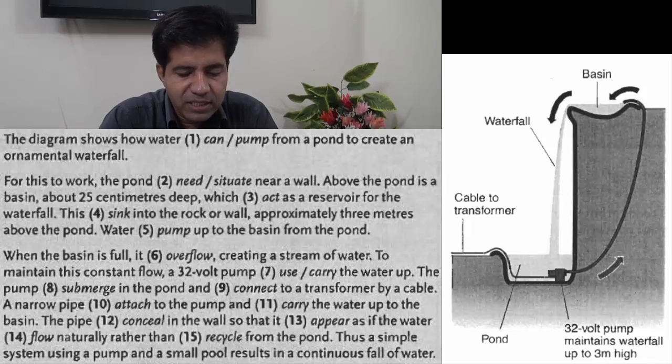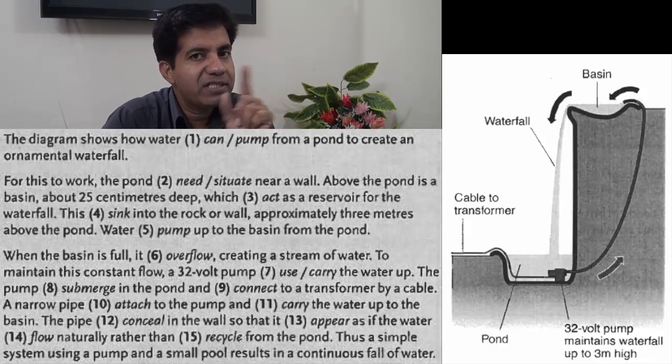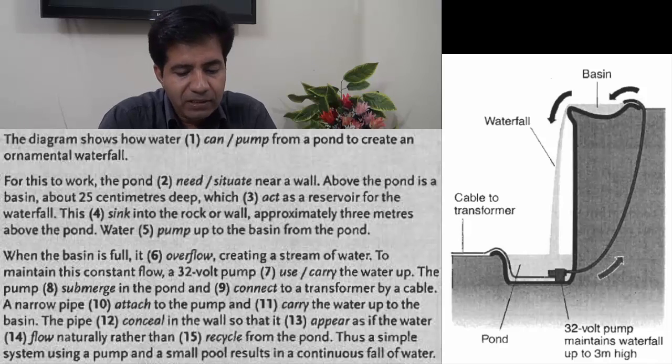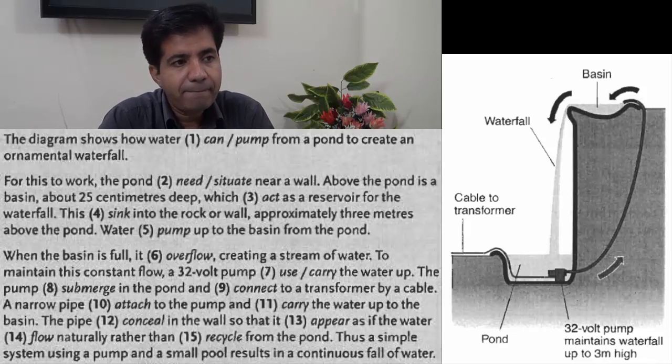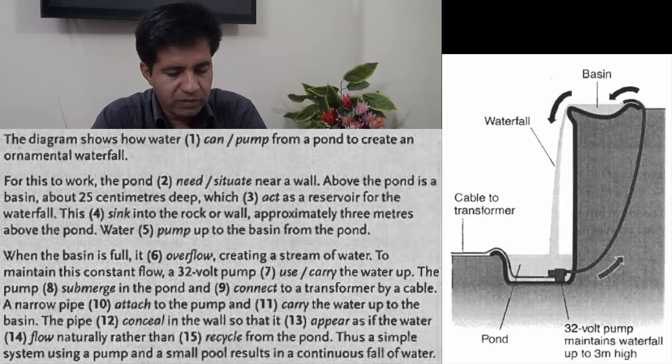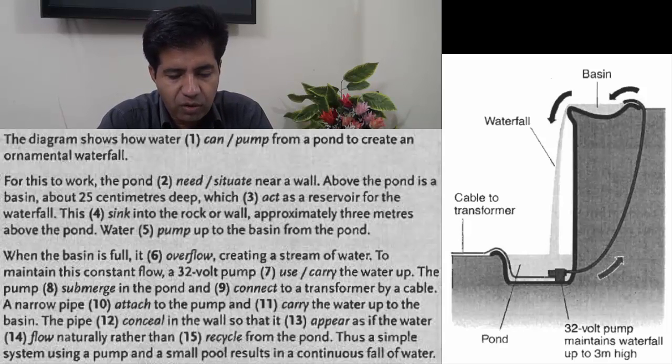Okay, this sink into the rock. Now what is the passive of this sink? This sunk. What verb will come with that? This is sunk. This is sunk into the rock or wall. Okay, you can see there is a wall. This is sunk into the rock or wall approximately 3 meters above the pond. They've mentioned 3 meters high.